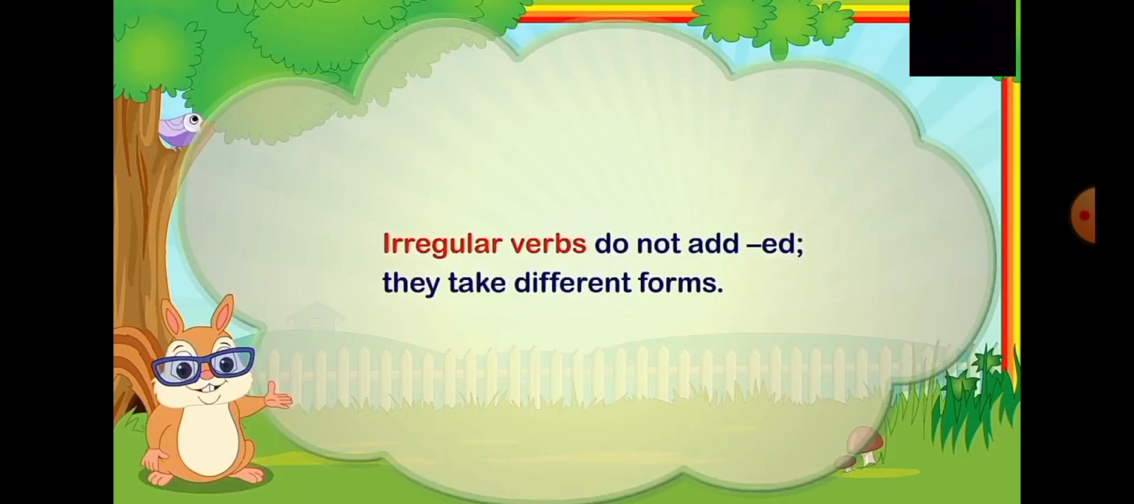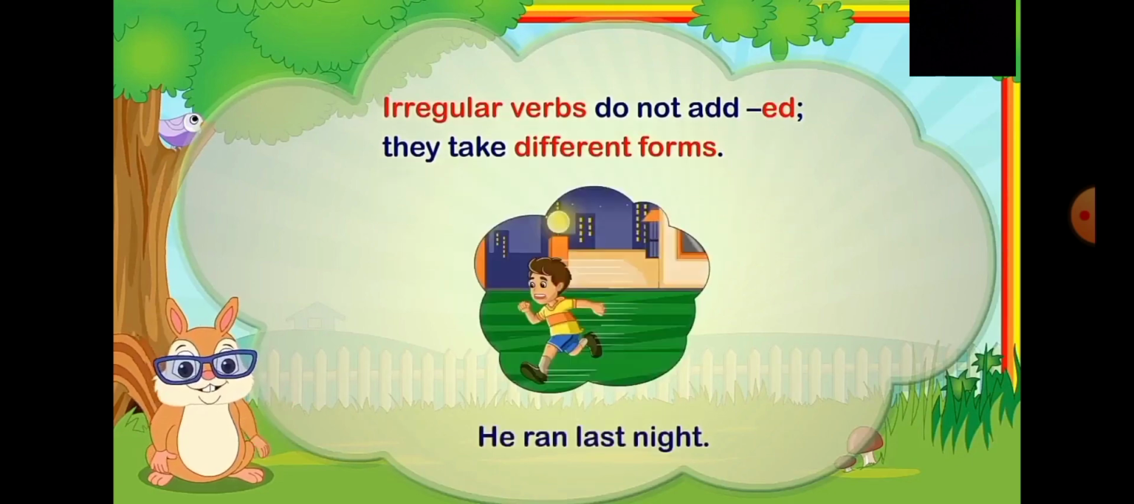Irregular verbs do not add ed, they take different forms. For example, he ran last night. So here run is an irregular verb. So run will become ran in the past tense. We do not have to add ed to it.